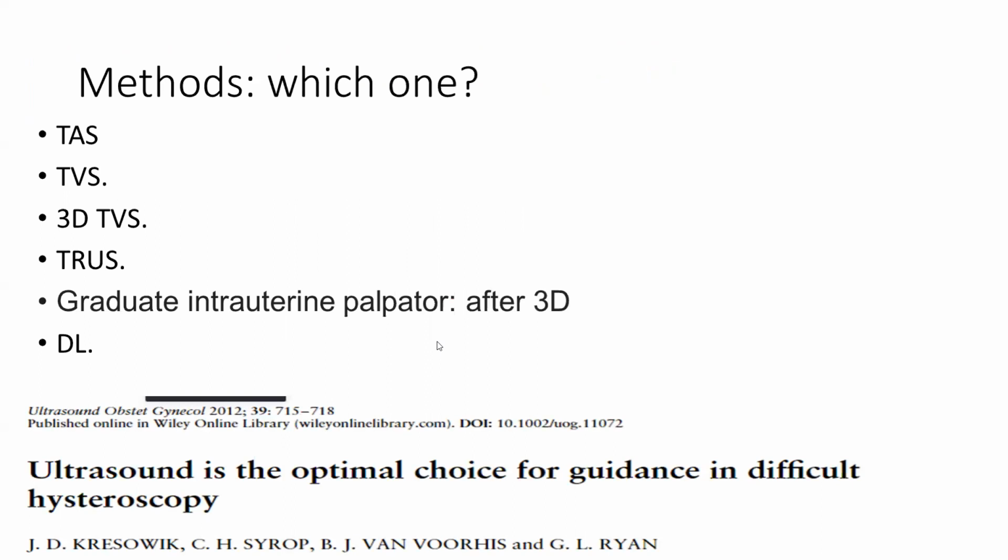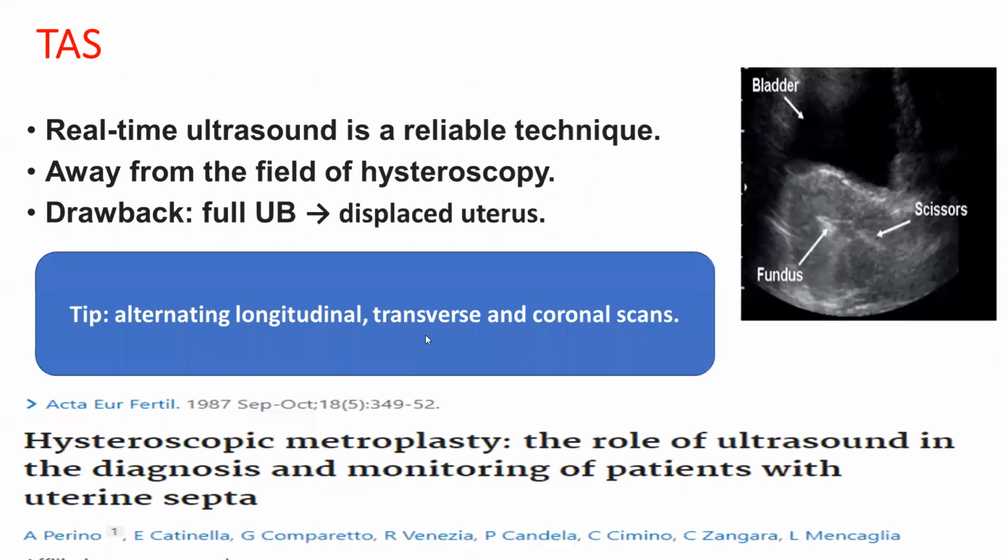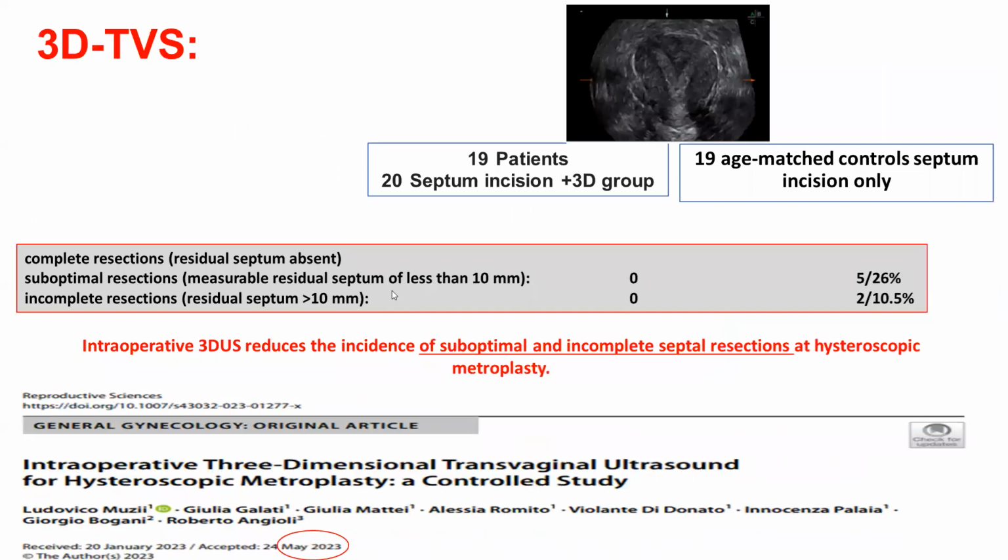The methods of monitoring are variable. We can use transabdominal ultrasound, transvaginal 3D, transrectal, graduated intrauterine palpator, or diagnostic laparoscopy. The simplest and easiest is to use transabdominal ultrasound, and the assistant puts the transducer over the abdomen, but it requires a full bladder, and you can put it on the longitudinal, transverse, and coronal scans to have good orientation of the instrument inside the uterus. And this is an easy and simple approach. It does not interfere with your field.